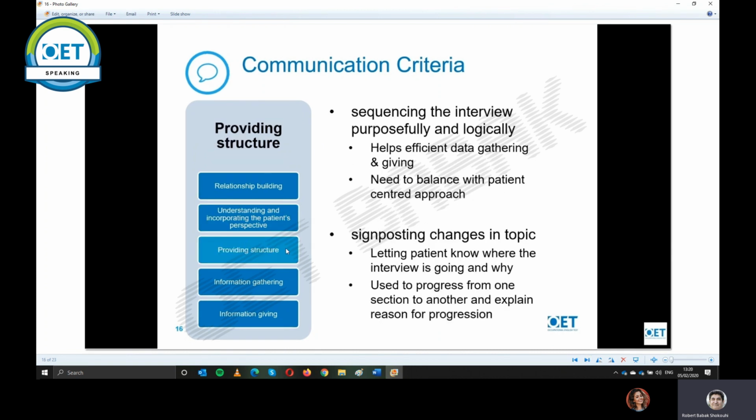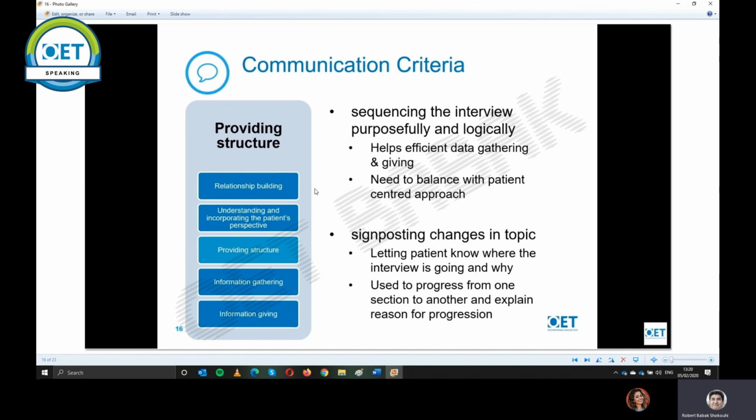So, providing a structure. Now basically you need to manage the consultation. And you see you have 5 minutes. So basically 1 or 2 minutes you have this part, and then 1 or 2 minutes you need to give information.